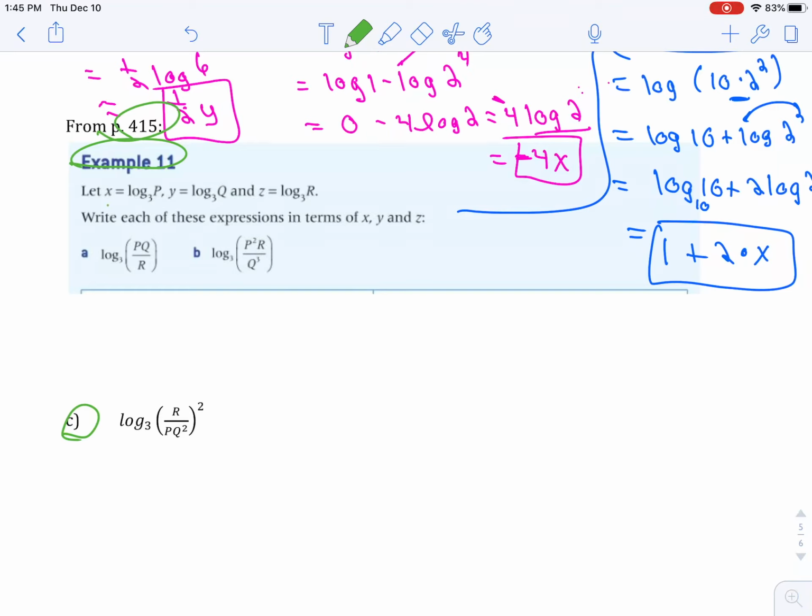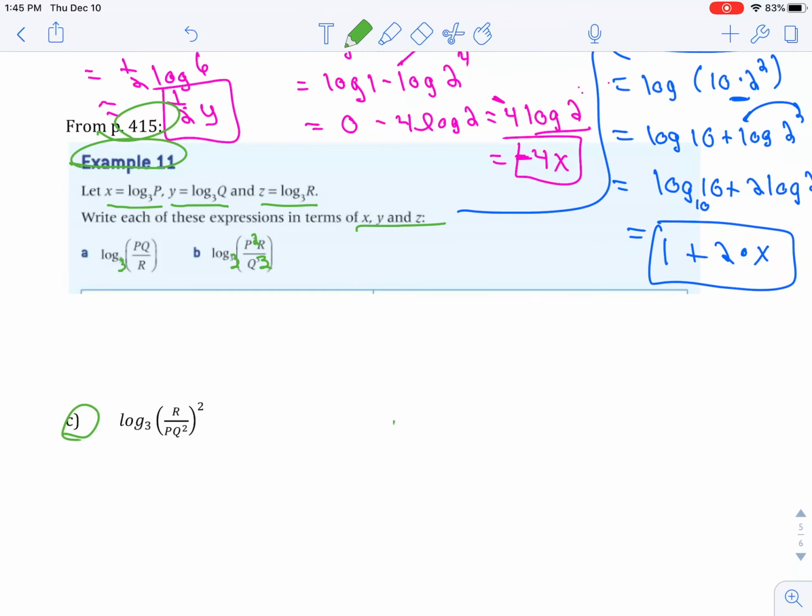This one says, let x equal the log base 3 of p, y is equal to the log base 3 of q, z is equal to the log base 3 of r. Write each of these expressions in terms of x, y, and z. Very similar to what we just did. In the first one, by the way, this is a 3 here for a base, this is a 3, this is a 2 up here, and this is a 3. And the other one I think you can read.